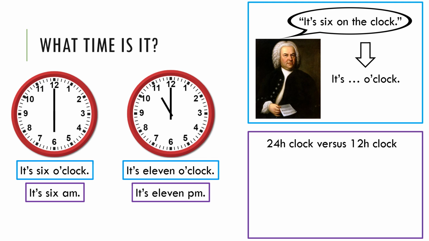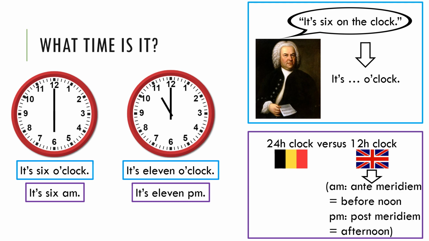Secondly, the Belgian and British clock are not read in the same way. We have a 24-hour clock, whereas the Brits use a 12-hour clock. So, in order for the Brits to know if you're talking about the morning or evening, they add AM or PM. AM stands for ante meridiem and is before noon. PM stands for post meridiem and is afternoon.